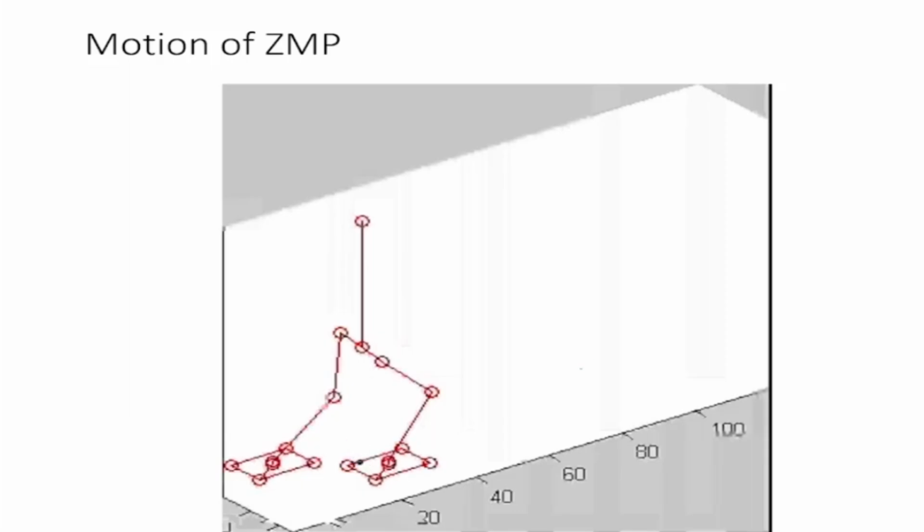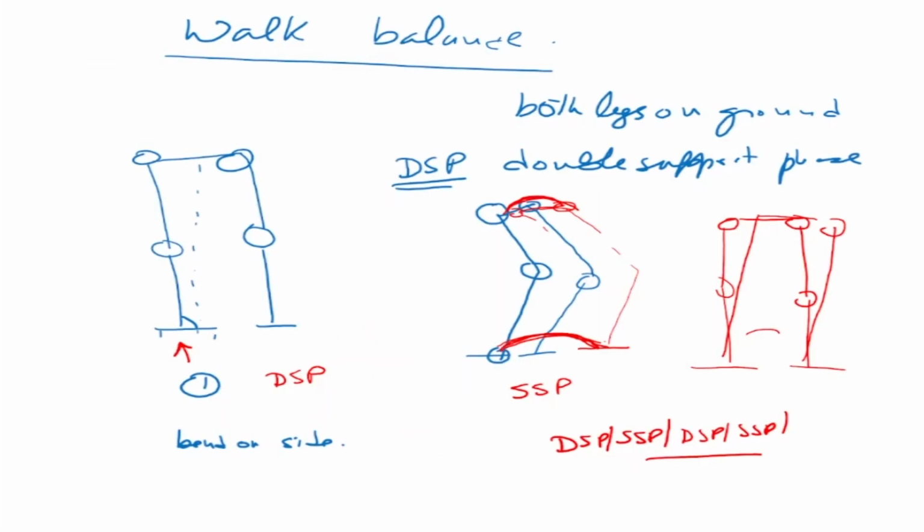Now this point is not a stationary point, it's moving. Why? Because it's a dynamic system. So when the system is moving, this point is also moving. Now going back to our single support phase and our double support phase. What we are saying is that in the double support phase, the zero moment point has to be on the leg on the ground. So when one leg is up in the SSP, that zero moment point has to be on the leg on the ground.